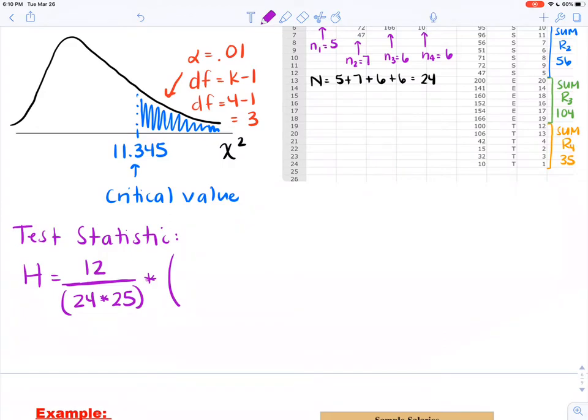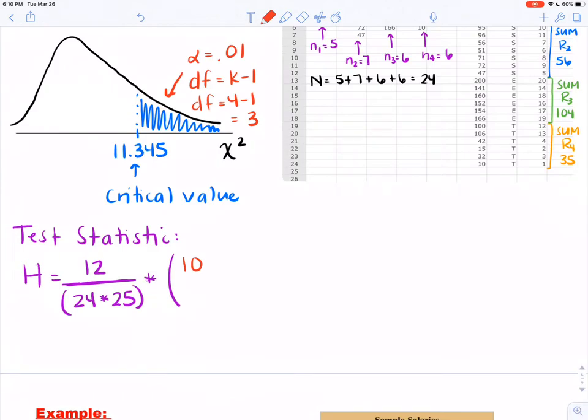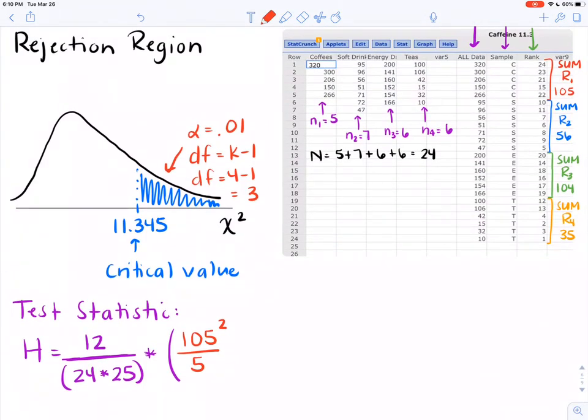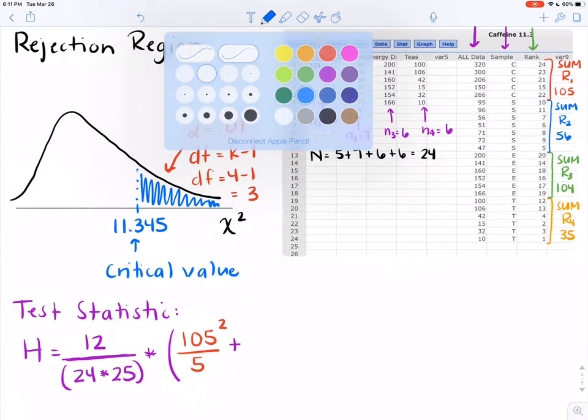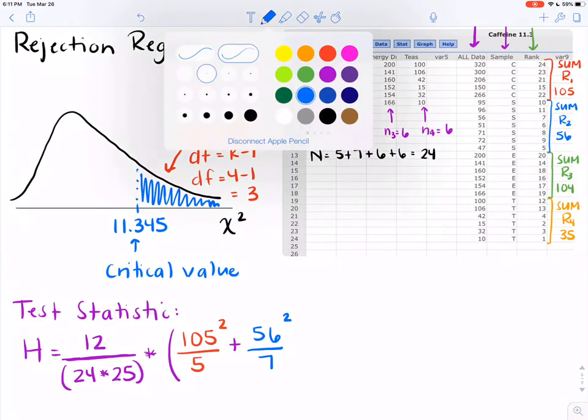Now, next I'm going to have a big term in parentheses. For this term, for each group, I'm going to take the sum of the ranks squared, and divide that by the size of the sample. So again, the sum of my first ranks was 105, and the size of my sample was 5. Now I'm going to go to my second group. The sum of the ranks there is 56. I'm going to square it, and divide by the size of that sample, which was 7.